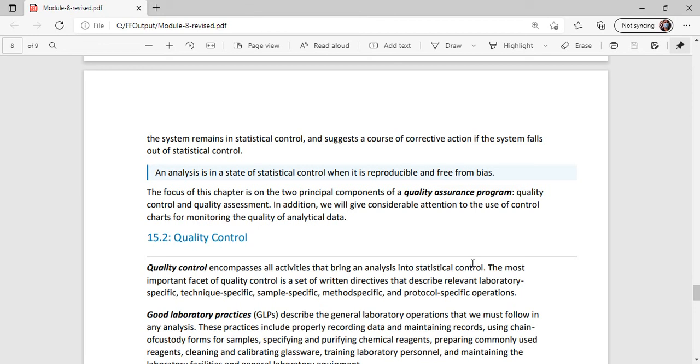The focus of this chapter is on the two principal components of a quality assurance program, which are quality control and quality assessment. In addition, this will give considerable attention to the use of quality control charts for monitoring the quality of analytical data.